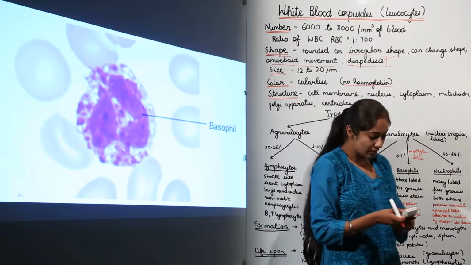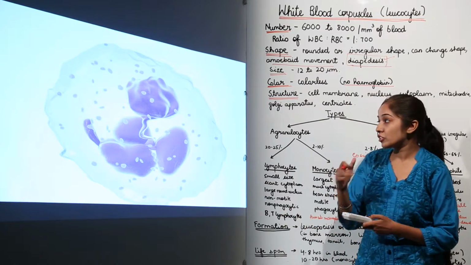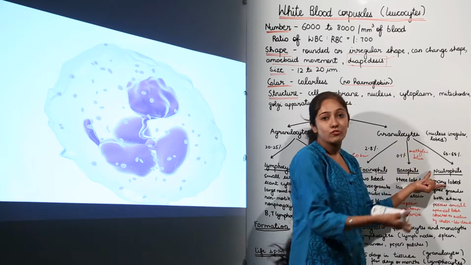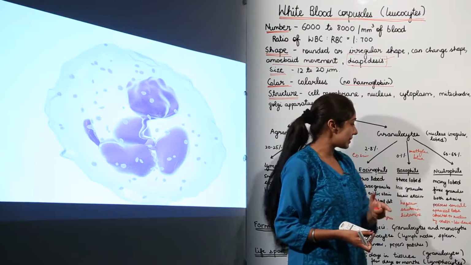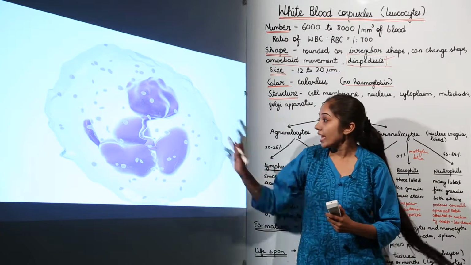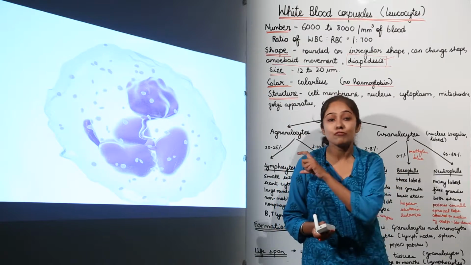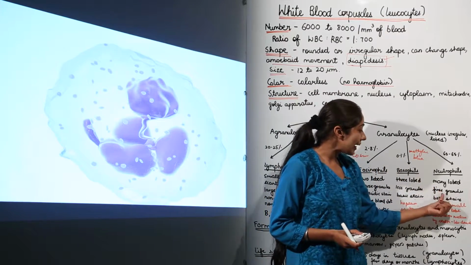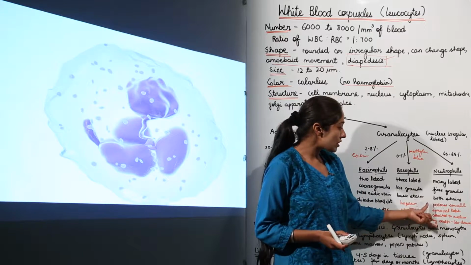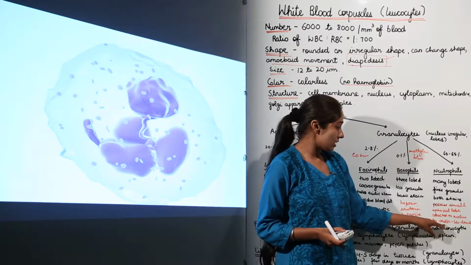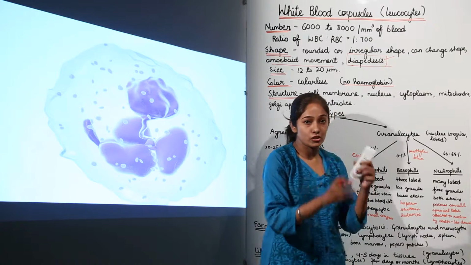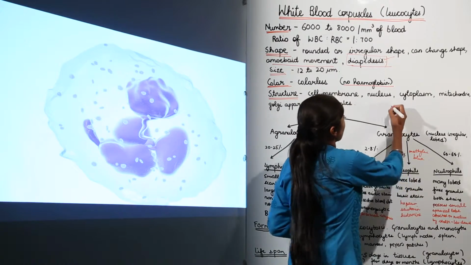Then we have neutrophils. Now neutrophils, as the name suggests, they are neutral. They take both types of stains, acidic stains and basic stains. They have many lobes. As you can see in the image, the nucleus of the neutrophils has many lobes, and they have very fine granules, and they possess a small spherical lobe attached to the nucleus by a stalk, a dense lobe-like structure which we call a drumstick.